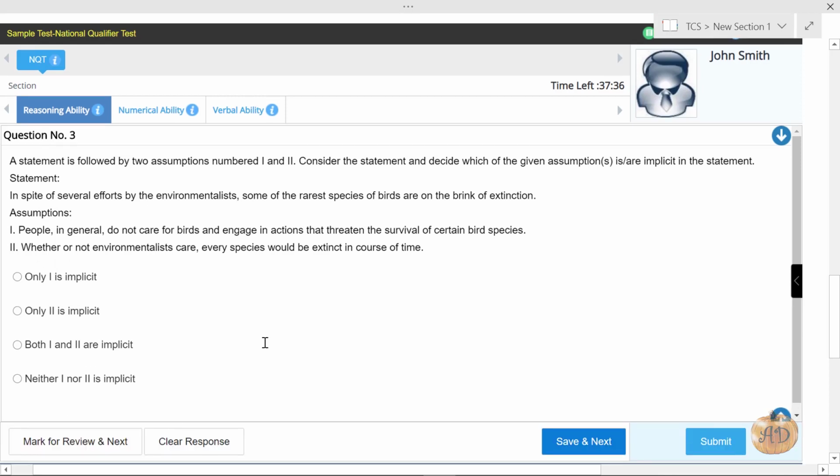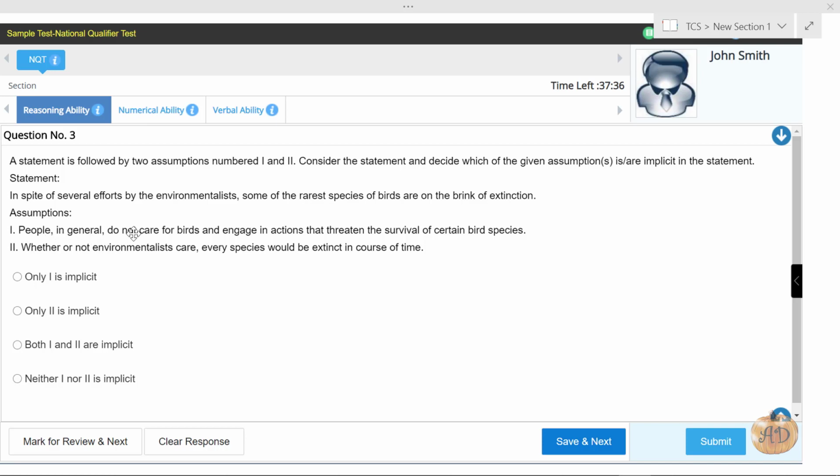So this says a statement is followed by two assumptions numbered 1 and 2. Consider the statement and decide which of the given assumptions is or are implicit in the statement. So this is the statement. In spite of several efforts by the environmentalist, some of the rarest species of bird are on the brink of extinction. So the statement is basically saying that even when the environmentalists are trying to save the species of bird, then also they are getting extinct. Okay, so let's check which assumption is correct.